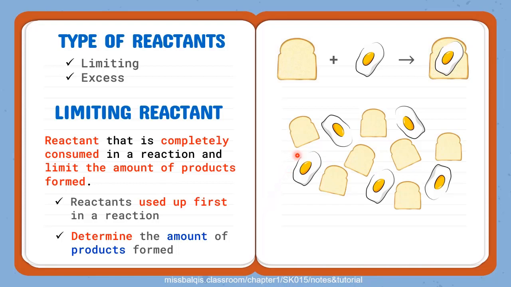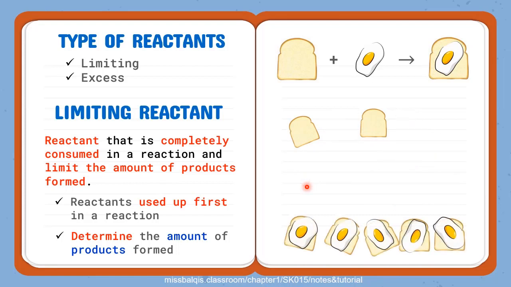As you can see, we have 7 slices of bread and only 5 eggs. We can really only make 5 egg sandwiches. If these were chemical reactions, we'd say the egg is the limiting reactant while the bread is the excess reactant.